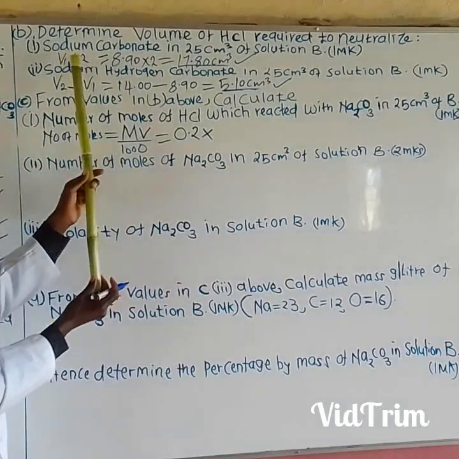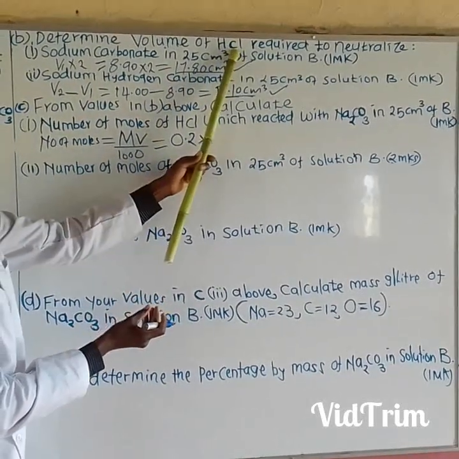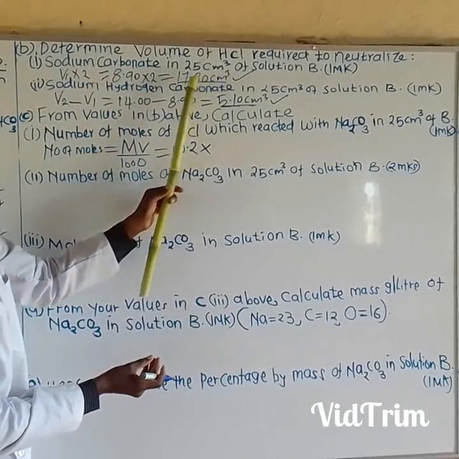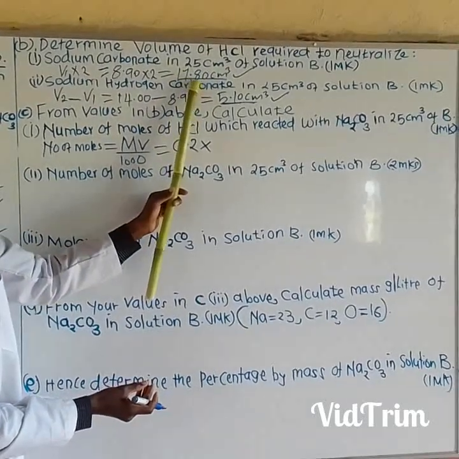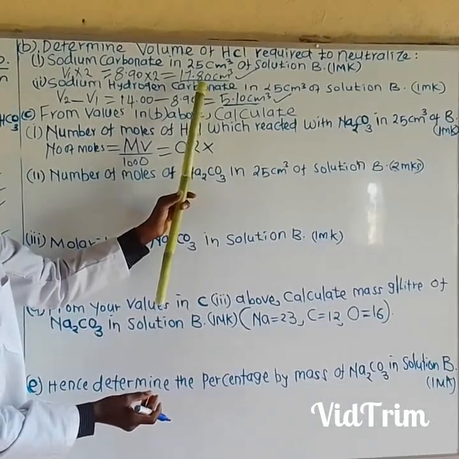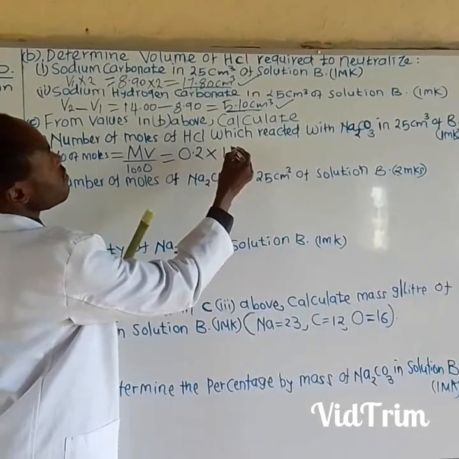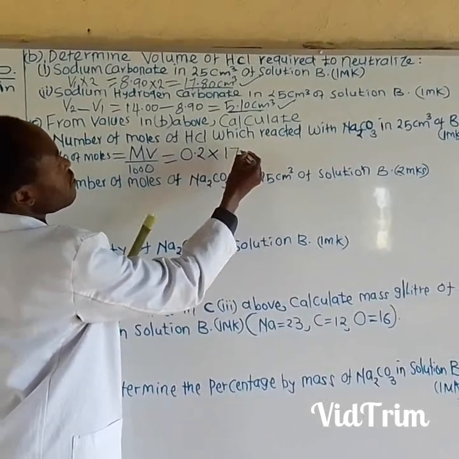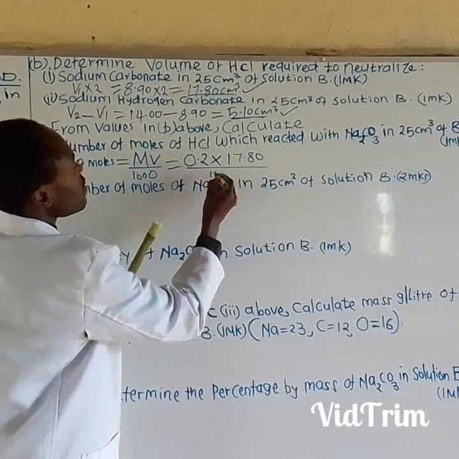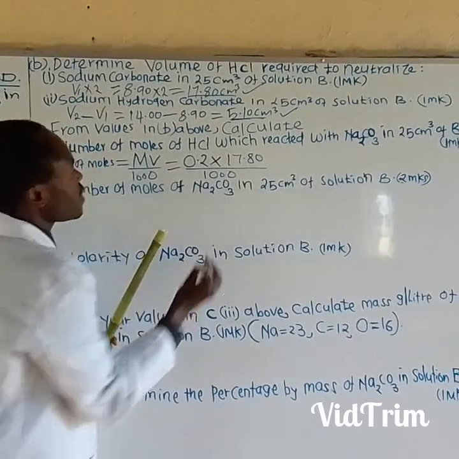But in question B, we found out the volume of hydrochloric acid required to neutralize sodium carbonate in 25. We calculated it is 17.80, isn't it? So the volume of the acid is 17.80, that's from B. Then all over 1000. Let me write it properly, 1000.